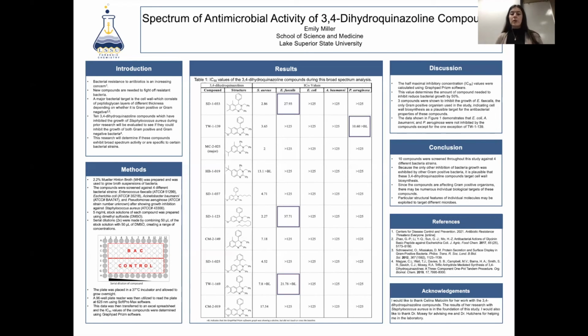Because the only other inhibition of bacterial growth was exhibited by gram-positive bacteria, it is plausible that these 3,4-dihydroquinazolone compounds target cell wall biosynthesis. Since these compounds are affecting gram-positive organisms, there may be numerous individual biological targets of these compounds. Particular structural features of individual molecules may be exploited to target different microbes.